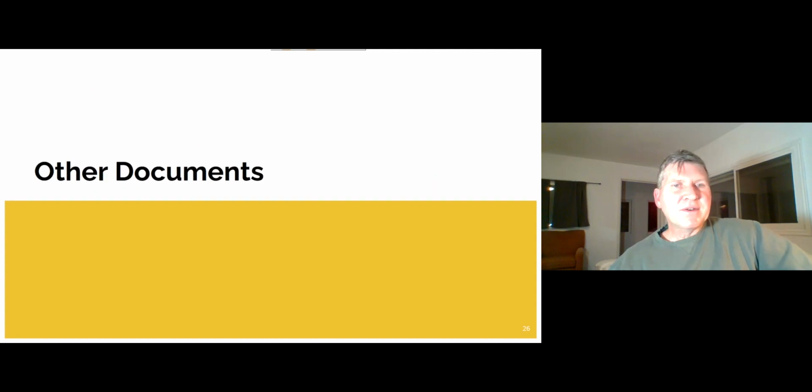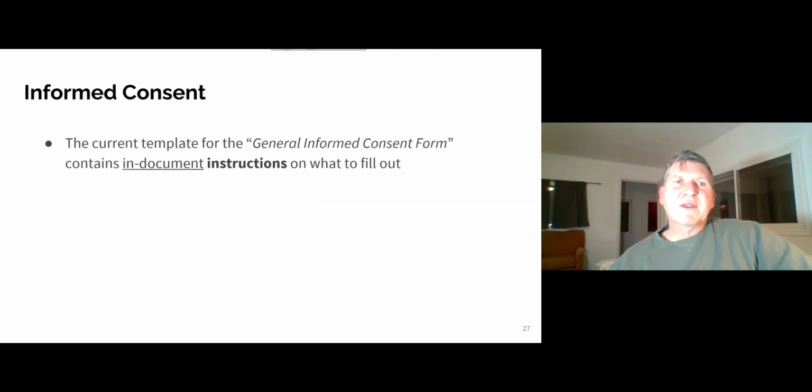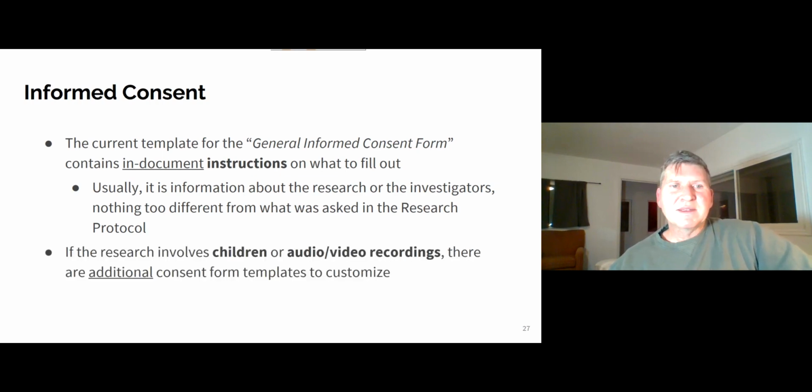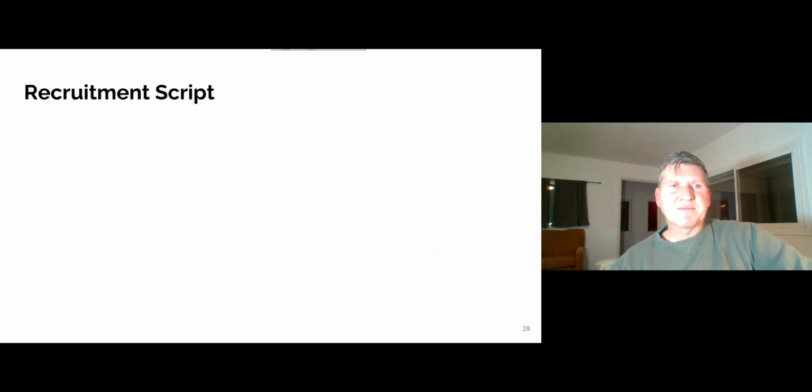We also may have other documents we want to include, such as our informed consent letter. There's a template that's given with in-document instructions on how to fill this out. Essentially, it's information about the research or the investigation, and it's nothing too different than what was asked in the research protocol. It's just done in a different format. If the research involves children, or there are going to be audio or video recordings of the research, then there are additional consent form templates that need to be customized.